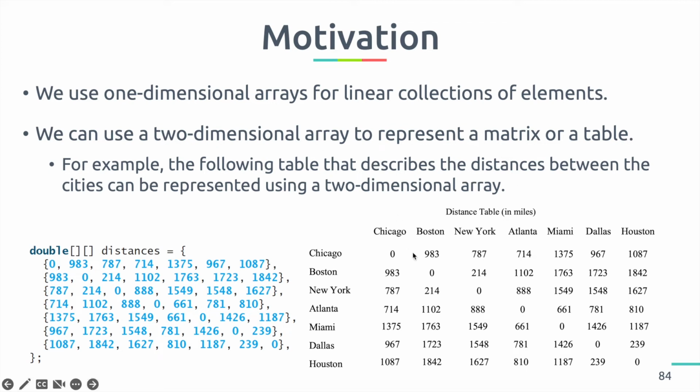So for example, here we have information about the distance between two cities in the United States. For example, the distance between Chicago and Chicago is 0, but from Chicago to Boston it is 983. And we also have other examples, such as if we're representing information about students in a single classroom, then we can use a single dimensional array.